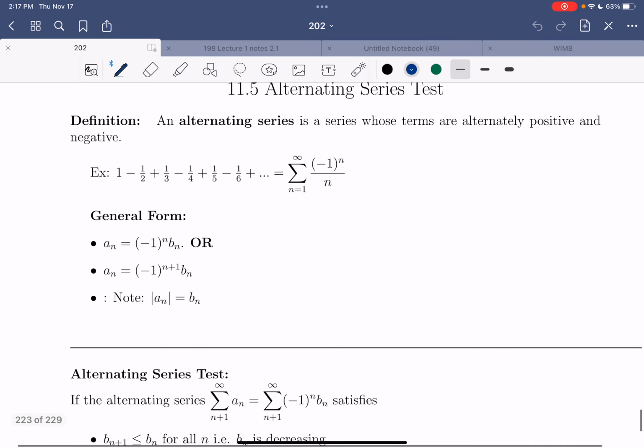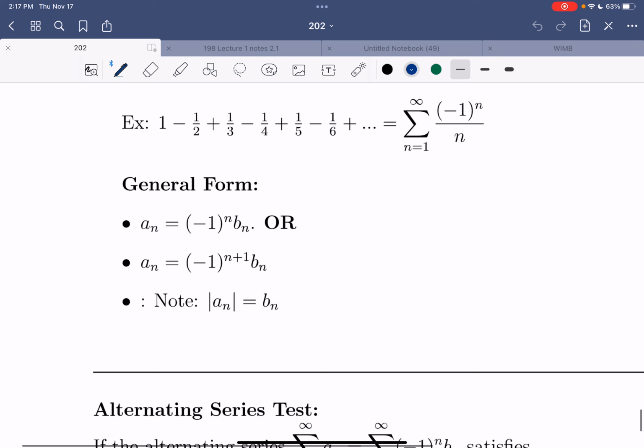So keep in mind, one of the things that we talked about when we defined sequences is that you can have a term that creates the sign change from positive to negative, negative, positive, negative, positive. And when you have that, that's called an alternating series. So an alternating series is a series whose terms are alternately positive and negative. Now, of course, you can start with positive and alternate, or you can start with negative and alternate.